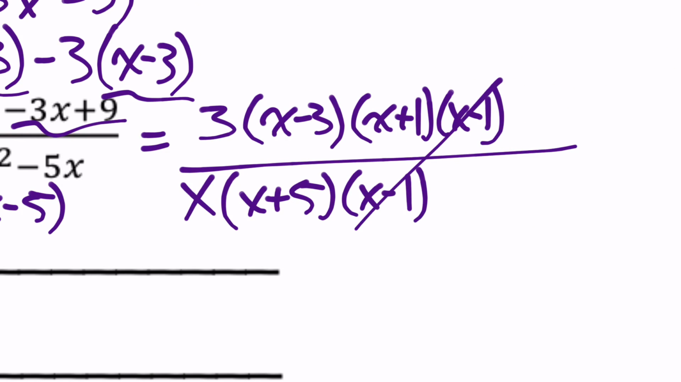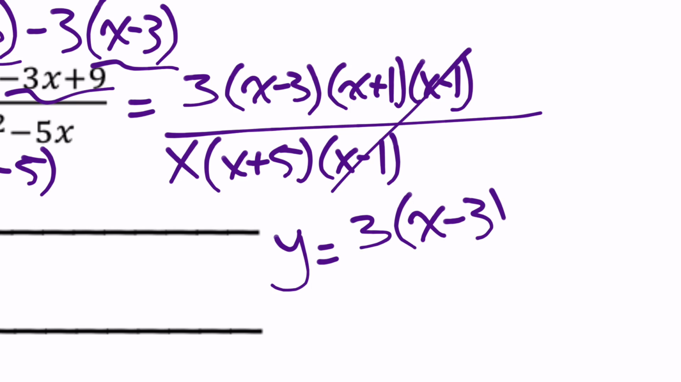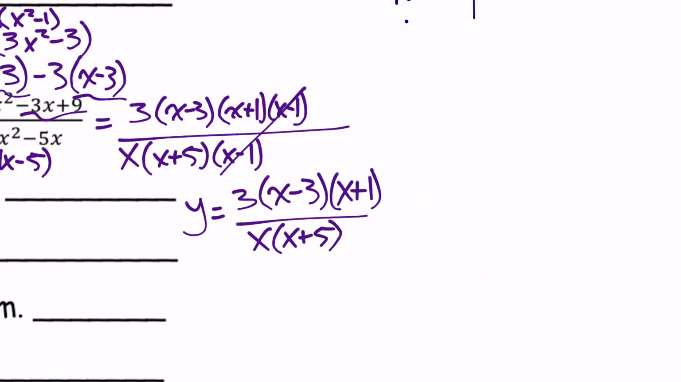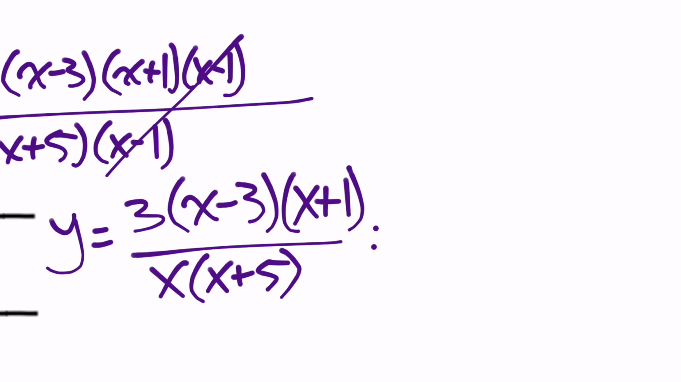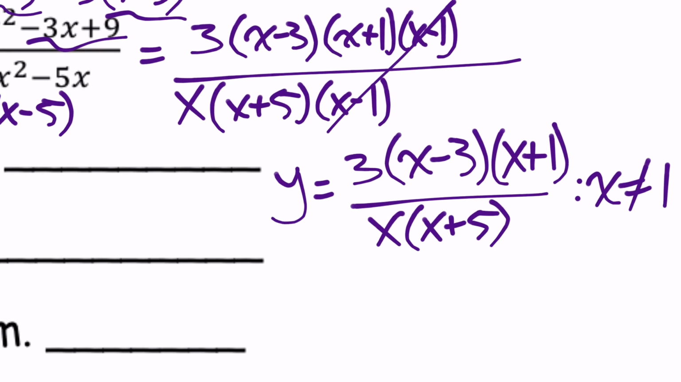Notice we have a hole. We should remove it and rewrite our equation. So our final simplified equation should be y equals 3 times x minus 3 times x plus 1 over x times x plus 5. Restrict the domain. X cannot equal positive 1 because we pulled out that x minus 1 factor.